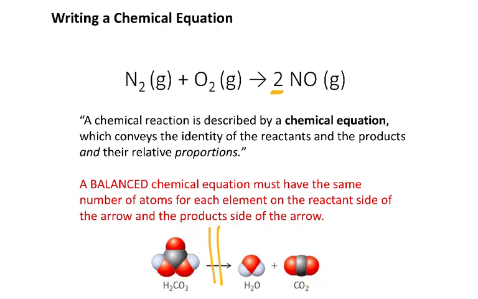And so here's another case. So you can count up how many hydrogens, how many carbons, how many oxygens, and it has to be the same on both sides. If it's not, we can add these coefficients.